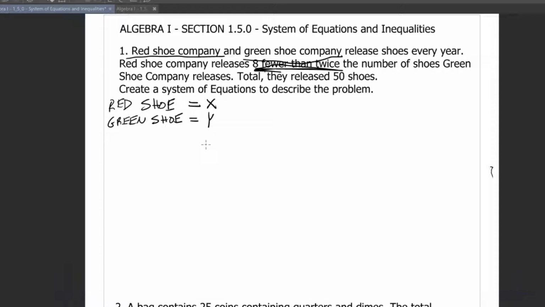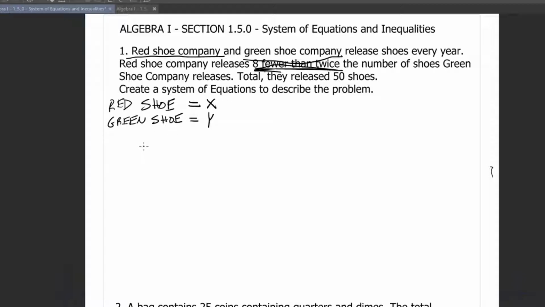Now, why are we assigning X and Y? Just because this question is asking us to create a system of equations to describe the problem. What is something that someone might want to know? Like, hey, what are the possible shoe combinations from Red Shoe Company and Green Shoe Company that make this statement true? Okay, so let's take a look at it. Red Shoe Company, again, X, Green Shoe Company, Y.